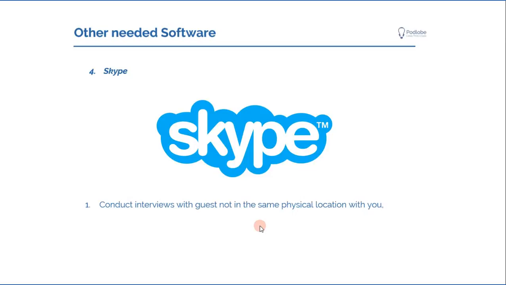Now, when you're recording guest shows or having a conversational kind of podcast with people who are not in the same physical presence as you, not where you are, you need Skype to be able to connect with people who are not in the same location. Say you also co-produce your podcast with somebody else who is not in the same location as you, so maybe you're in Nigeria and the person is in Canada.